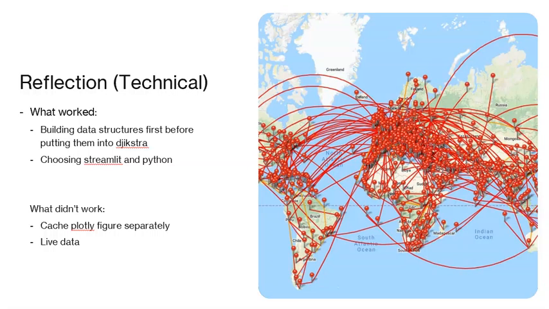So what didn't work was, I'd cache, I've written here in my notes, I'd cache the base plotly figure separately from the route overlay. Reason being, the current version rebuilds the whole map on every rerun, which is fine on the sample data set, but it is very noticeable on the full one, and it gets pretty bad. So that's one thing that didn't quite work. And again, live data, that didn't work.